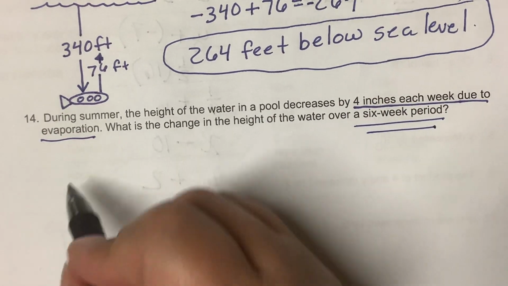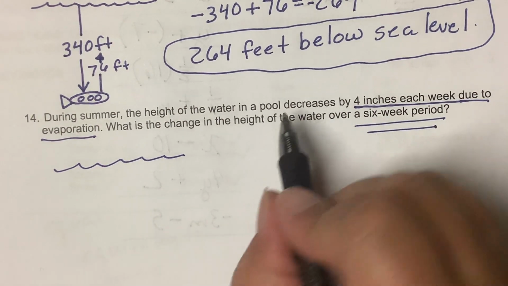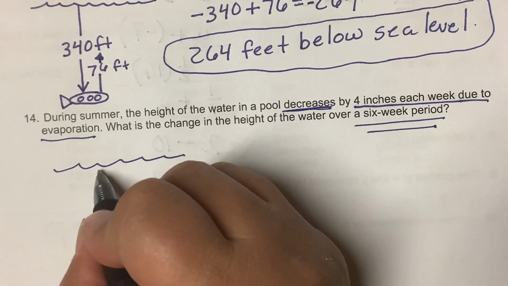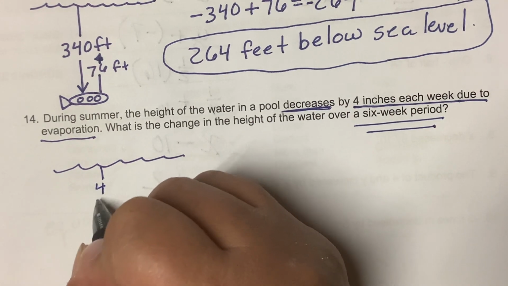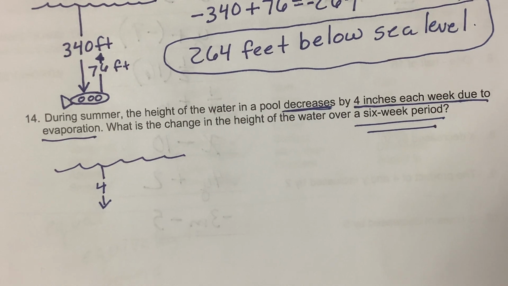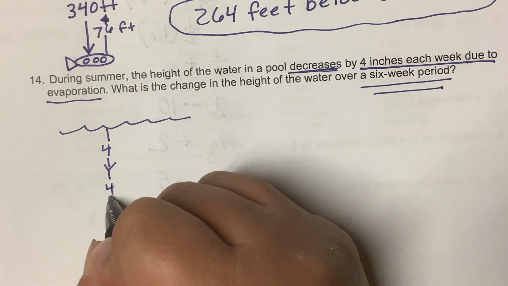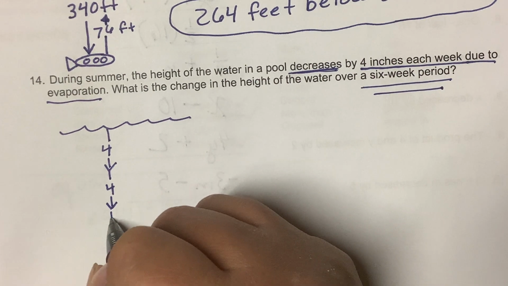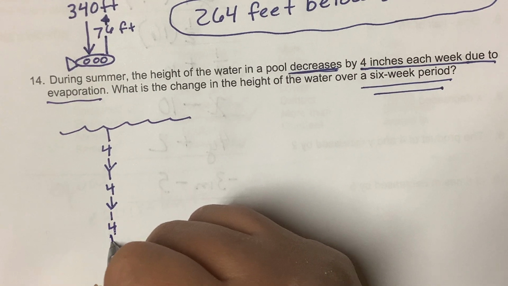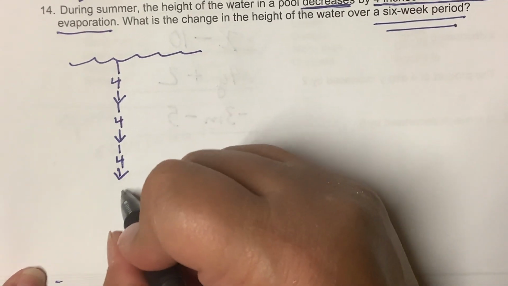Okay, I'm going to draw a little pool. Here's water again. And it's going to decrease down 4 inches. And it's doing that how many times? Every week for 6 weeks? That's a lot of 4s you've got to draw, Bono. I know, I'm going down, down, down.